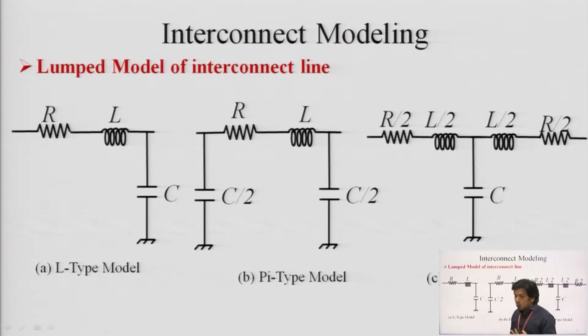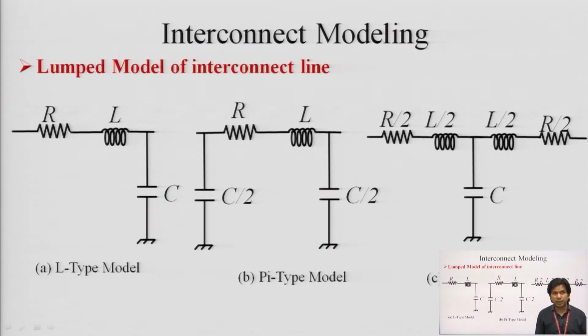Now, how do we obtain or model the performance of the interconnect? We have to do that through circuitry. So, we have to first convert the interconnect wires into an equivalent lumped model or distributed model, okay. We will talk about those two categories one by one.